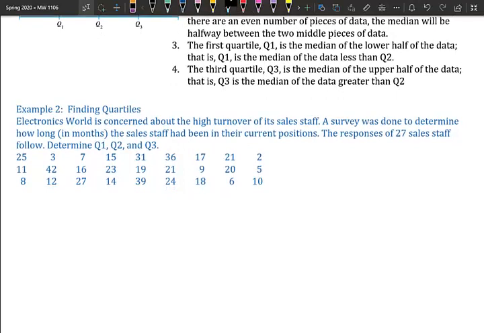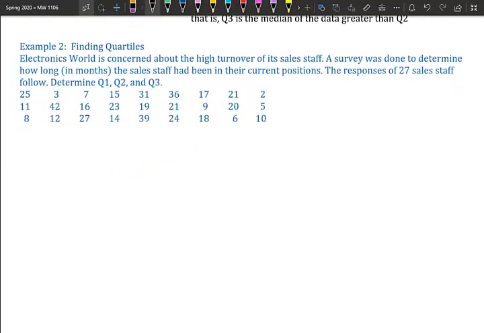So to figure out what our quartiles are, I'm just going to show you. Finding quartiles. Electronics World is concerned about the high turnover of its sales staff. A survey was done to determine how long in months the sales staff had been in their current positions. The responses of 27 sales staff follow, determining Q1, Q2, Q3. So we're going to figure out our first quartile, our second, and our third quartile. The first thing we do is put our numbers in order.